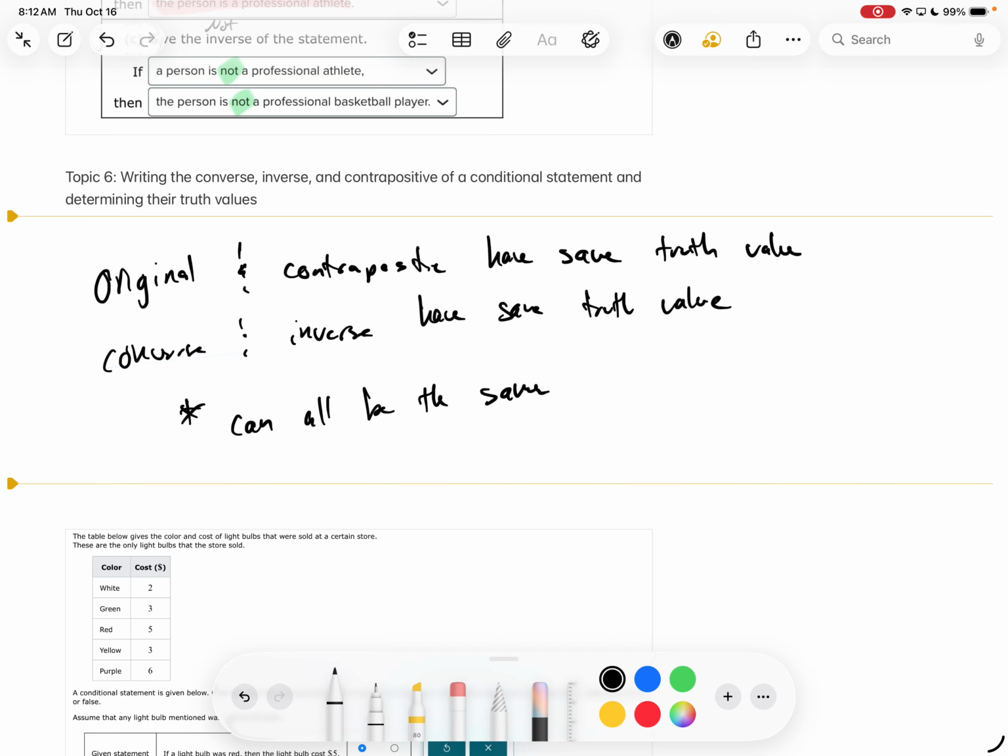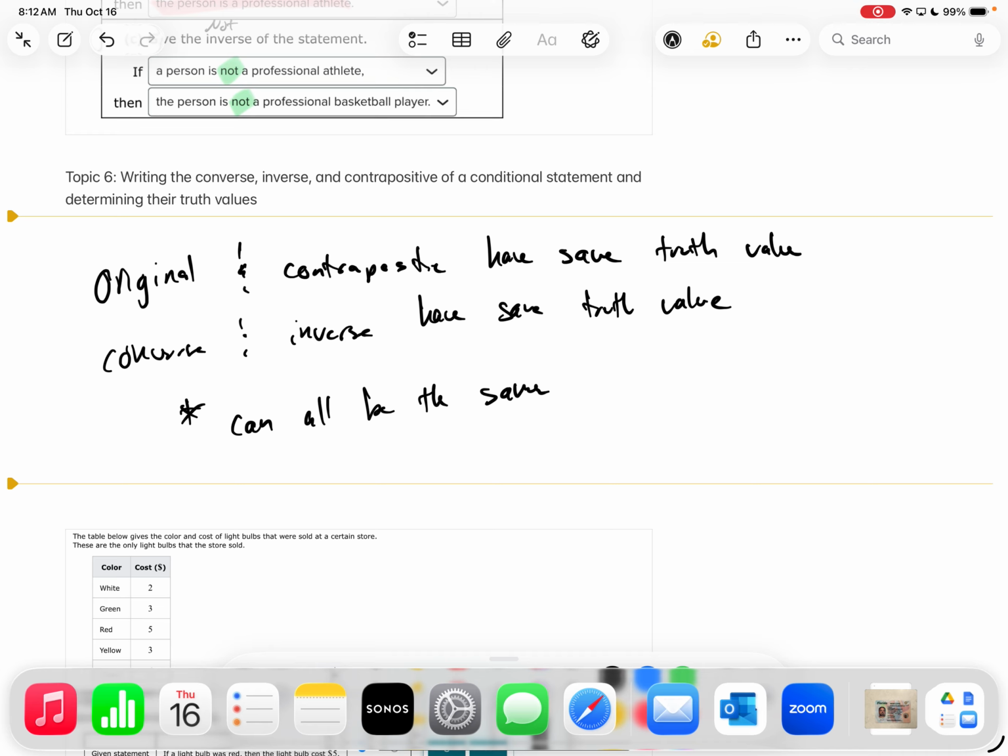But the rule is the original and the contrapositive have the same truth value. So if the original is true, the contrapositive is going to be true. But the converse and inverse usually have the same truth value too. Okay. I believe that rule always holds true. The weird thing is that they all can be true or they all can be false. That doesn't happen all the time though.